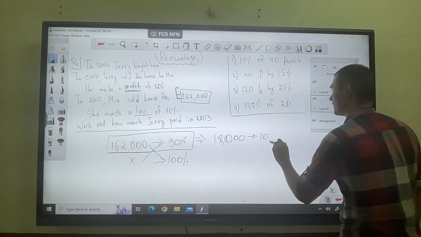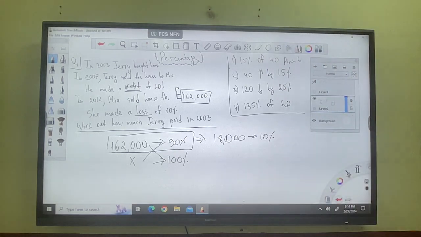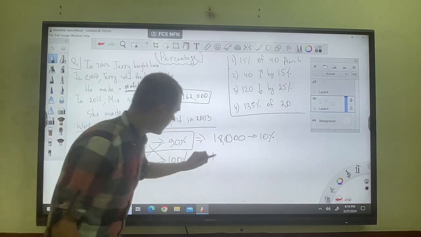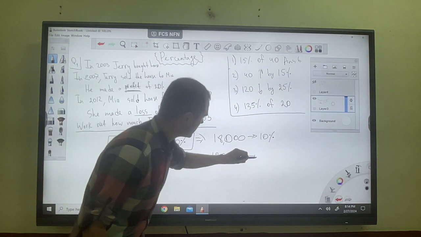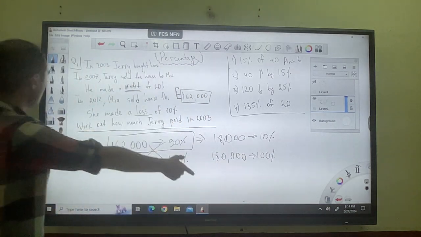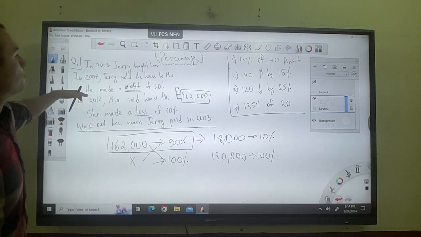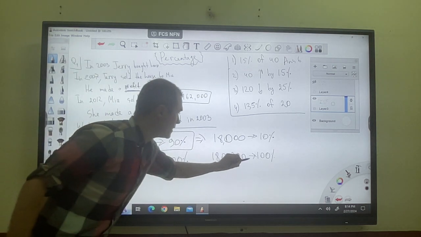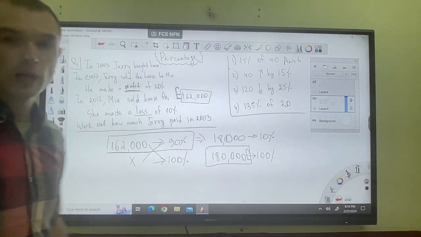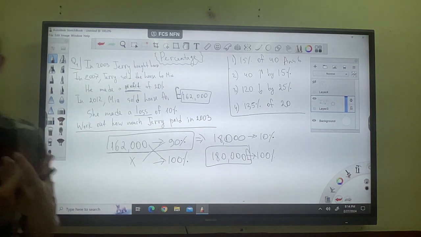Going to be 10%. And how to get from 10% to 100%? Think carefully. Of course, multiply by 10. It's bringing us to 180,000. Going to be 100%. So now we understand that Jerry sold the house at what price? 180,000 pounds. Okay? We good with that? And we know that this 180,000 is with the profit of 20%.